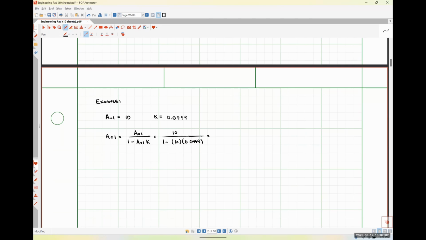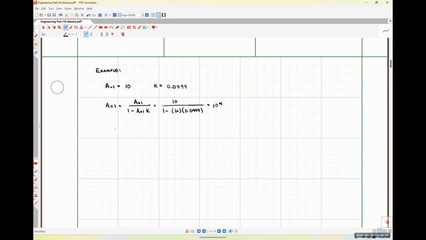$10,000. So 10 to the 4. So as we expected, our closed loop gain is larger than our open loop gain, in this case by a factor of 1,000, because AOL times K is a number that is less than 1, okay?